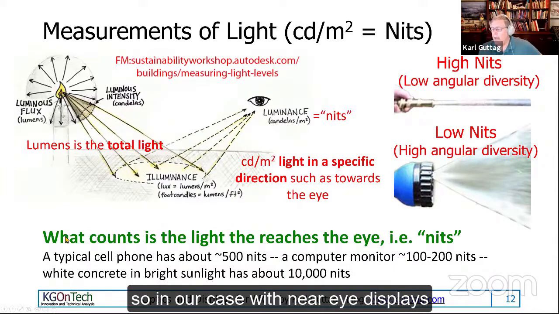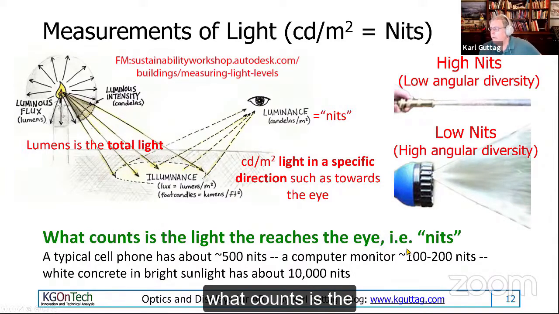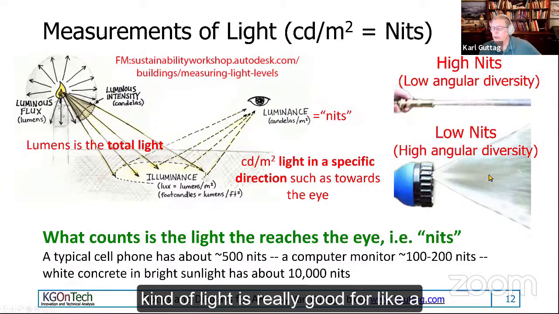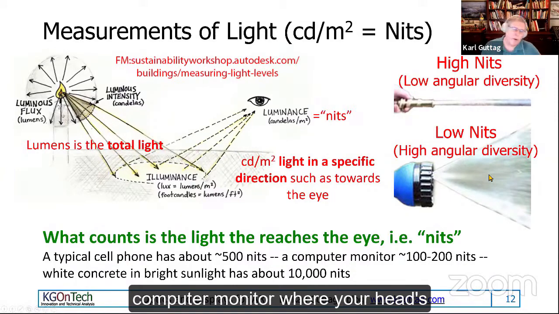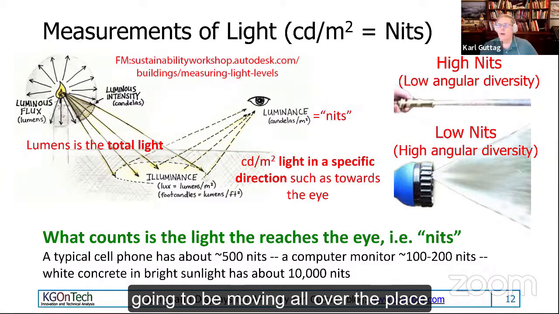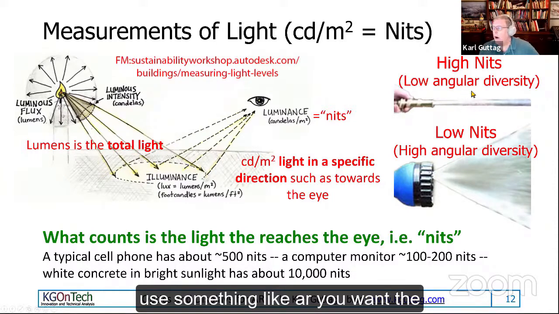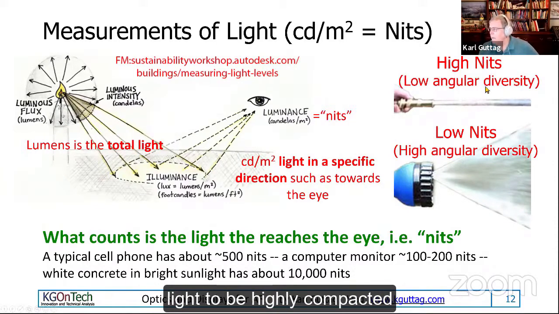So in our case with near eye displays, what counts is what meets the eye. Turns out that this kind of light is really good for a computer monitor where your head's going to be moving all over the place. But when you want to use something like AR, you want the light to be highly compacted.